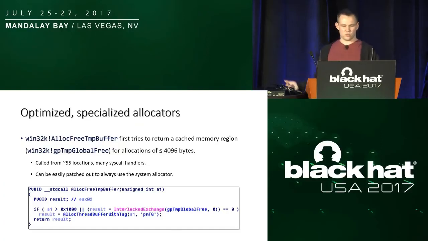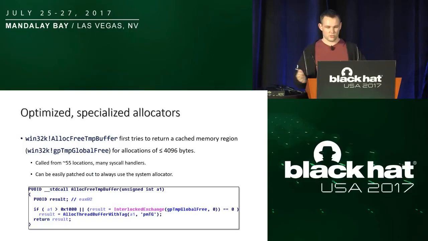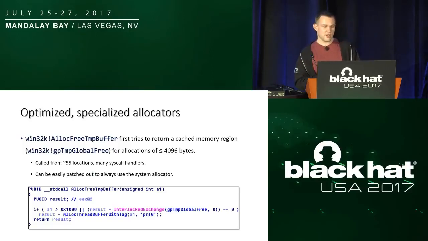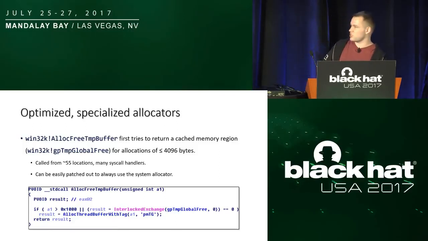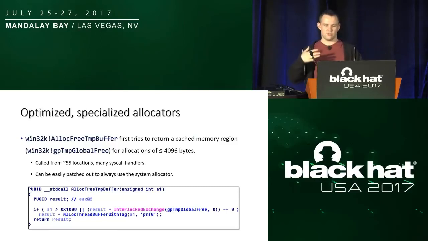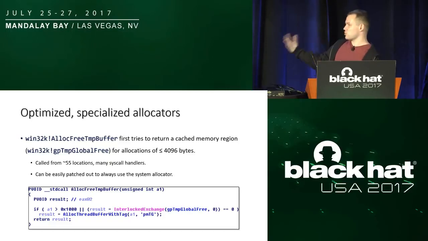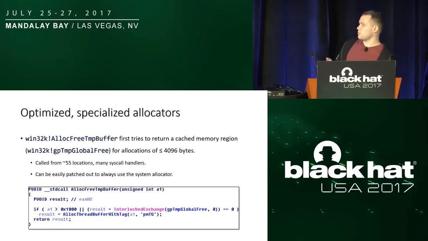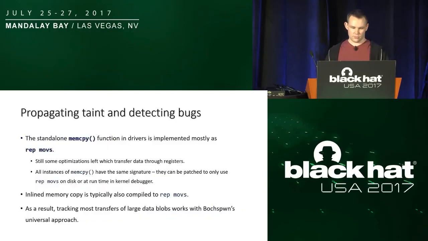Unfortunately, there are some corner cases which we also have to take into account in order to find all of the bugs. For example, in Windows, we have some optimized specialized allocators, such as the one used by Win32k. This allocator first tries to return a cached memory region that is pre-allocated, and only after it is busy, the actual Windows kernel allocator is used. It's called from quite a few locations, so we have to take care of that. But we can simply patch this function to always use the system allocator instead, and we're good to go.